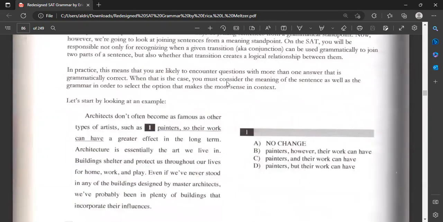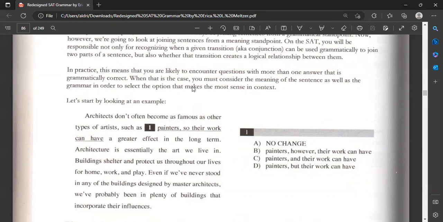So we'll start by looking at our first example. Let me just look at who's joined here. Okay, I think we can pick it up from here.